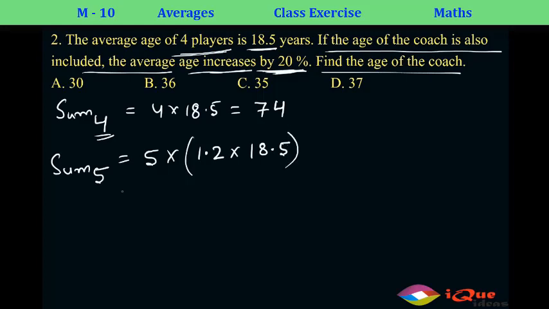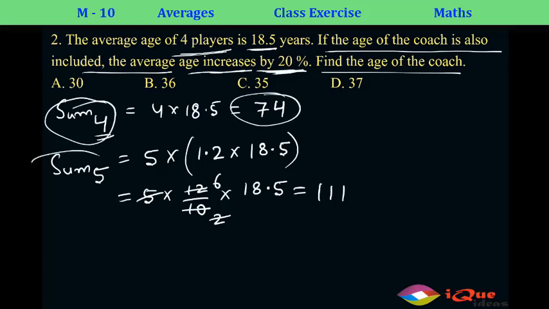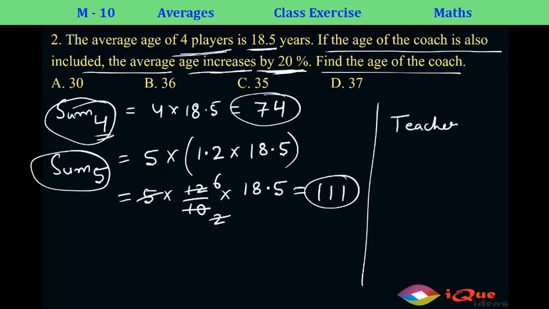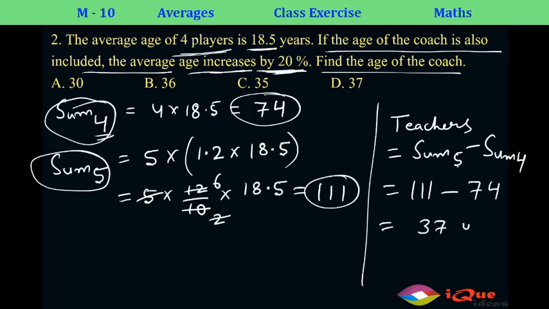Alright, so simplify this first. So it is 5 into 1.2, which is 12 upon 10, into 18.5. 5 cancels 10 two times, 2 cancels 12 six times. So 6 into 18.5, that will be 3 into 37, which is 111. So the sum of 4 players is 74. The sum of 4 players and the coach is 111. So very clearly the coach's age will be equal to the sum of 5 people minus the sum of 4 people, which is 111 minus 74, which is 37 years.